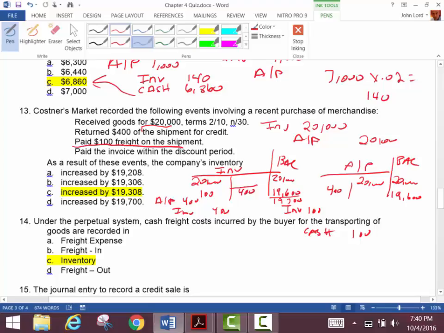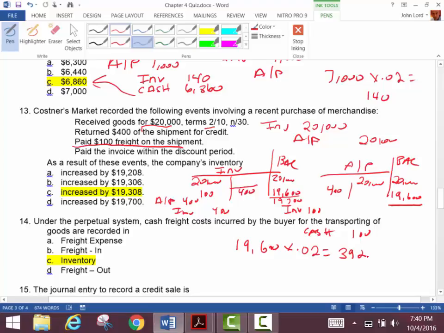Okay. Now what happens? We go ahead and we pay within the discount period, don't we? And right now they're telling us that we owe what? 19,600? Is that how much we owe right now? 19,600. 19,600, and we're going to get how much of a discount? 2%. So we take 19,600 times 2%. What's that come out to? 392. Okay, so we're going to get a discount of 392, aren't we?